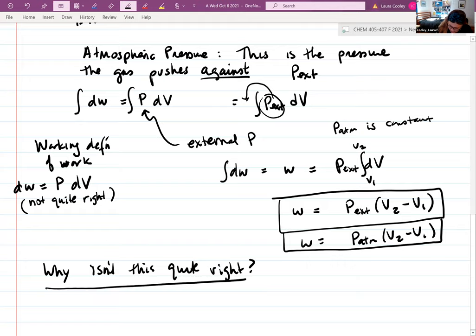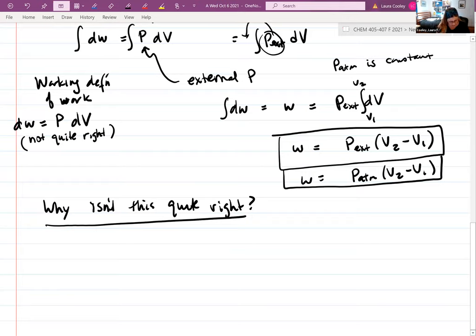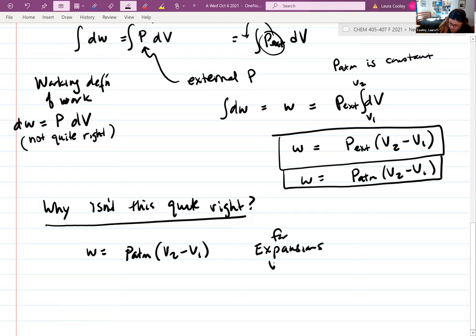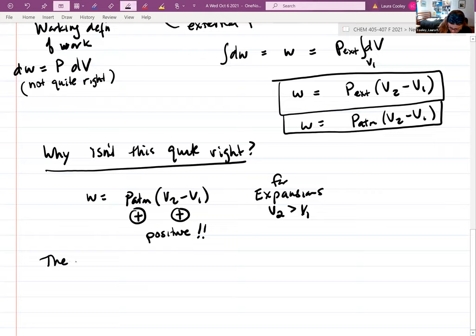If you remember last class, I talked about when work is positive and when work is negative, and how we have to look at it from the point of view of the system. So in this case, our work is the atmospheric pressure times V2 minus V1. For expansions, V2 is greater than V1, so this is positive, and of course the pressure is positive, so this is positive. But to do that work, the gas is doing this work.